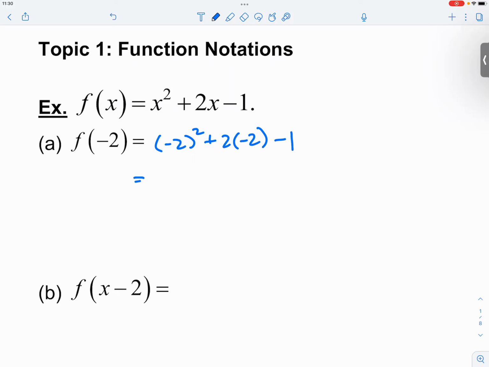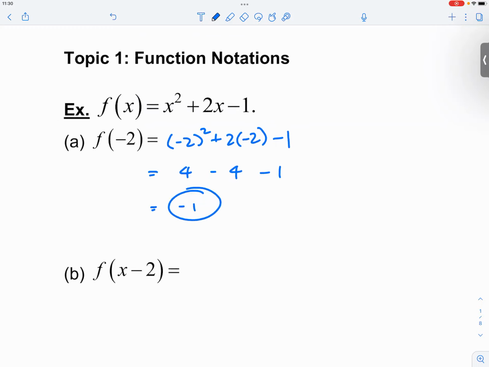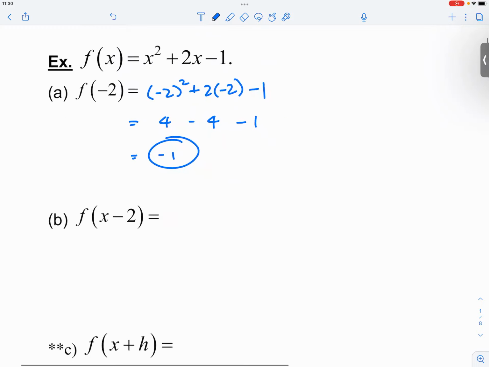So -2 squared, meaning -2 times -2, you have a 4. And then minus 4, because 2 times -2 is going to be -4. 4 minus 4, which I hope you're thinking about 0, will become 0. So 4 minus 4 minus 1 will give you a total of -1. Again, that's very simple. That's very easy. Just make sure you emphasize the notation, your habit of using parentheses whenever you do substitution, and do not rush. Just go ahead, take your time.